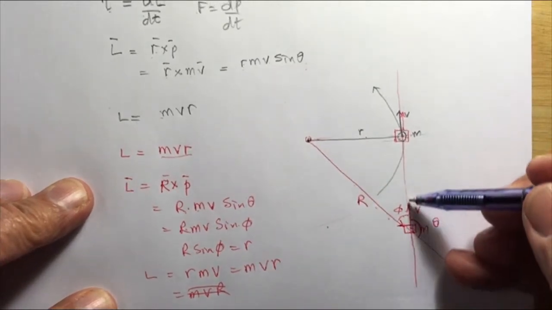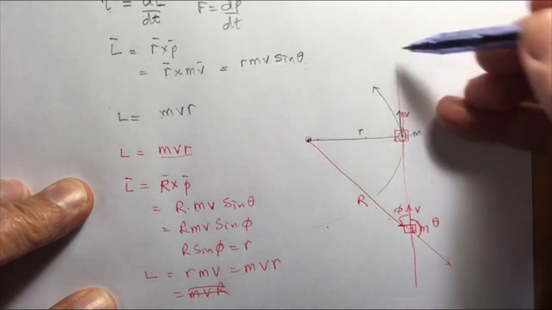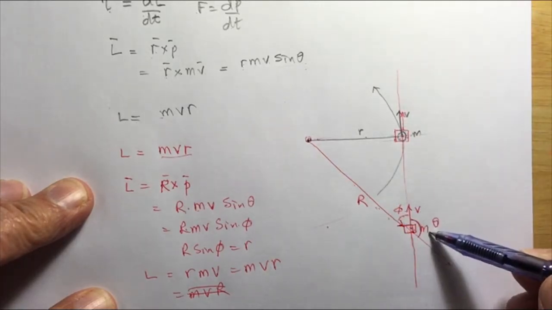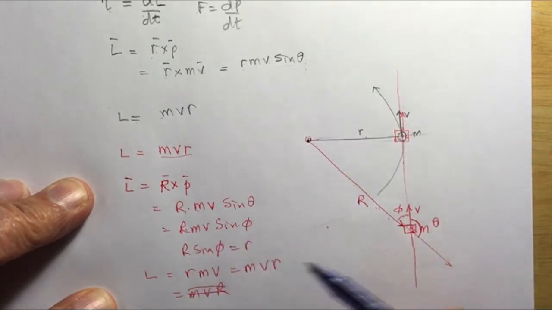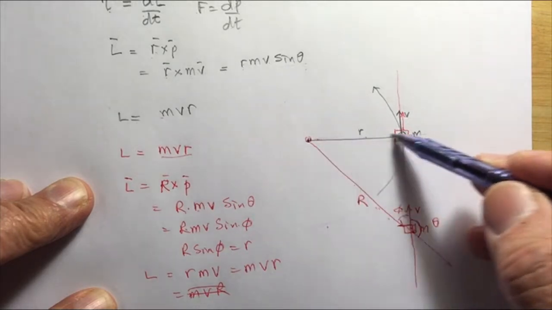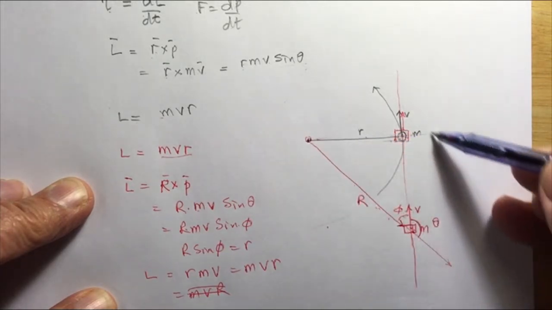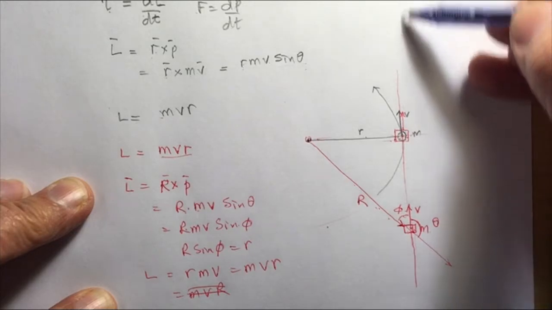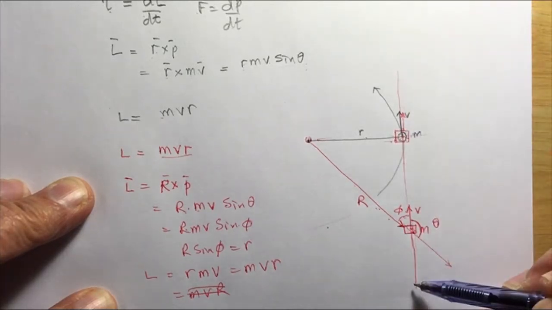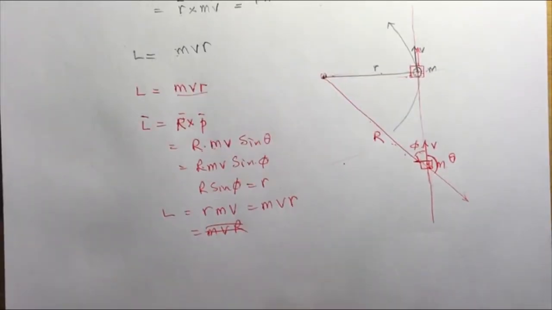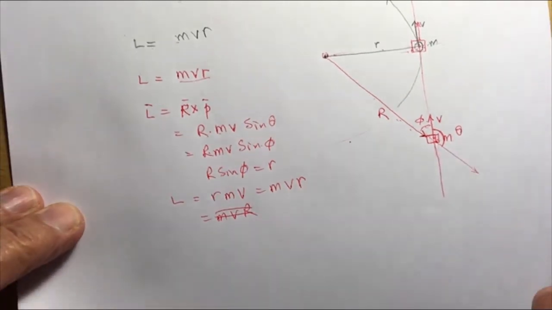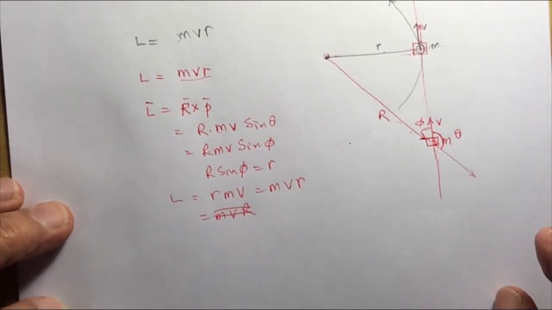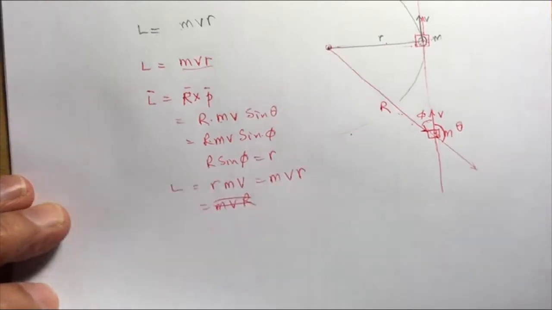So the angular momentum of this object did not change as it moved along. The r changed, the v did not change, the mass did not change. The R kept changing, but the R sine phi always remained the same, unless of course it turns. But if it goes in a straight line, the angular momentum does not change. And that's a sort of indication towards the conservation of angular momentum. Here we have the law of conservation of linear momentum and the law of conservation of angular momentum. So let's just review that very quickly.